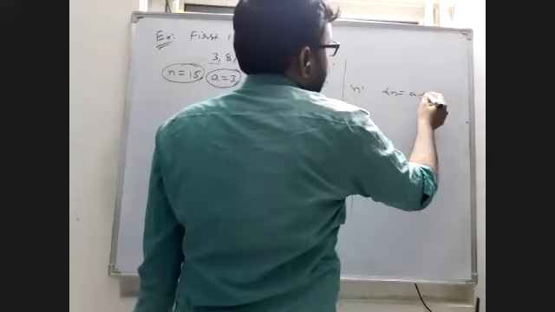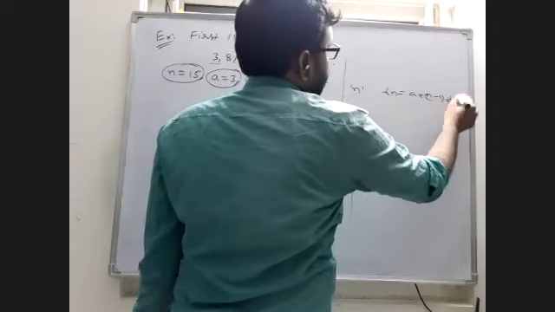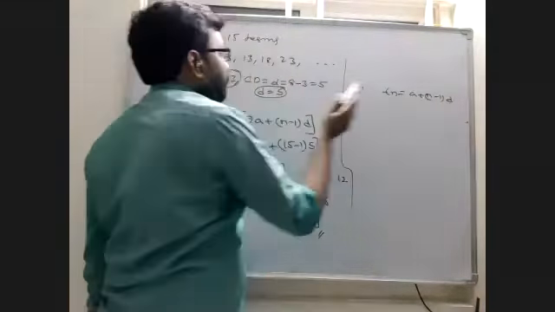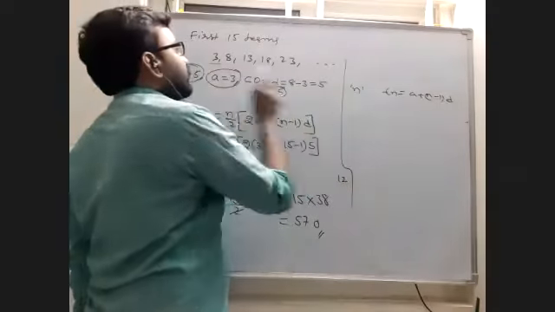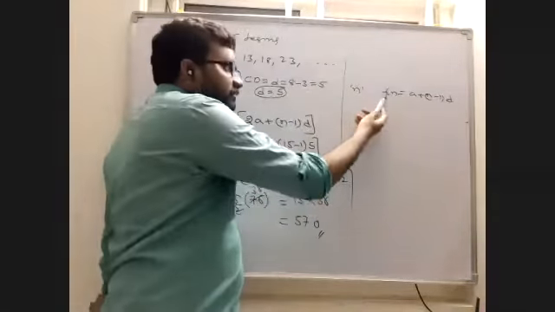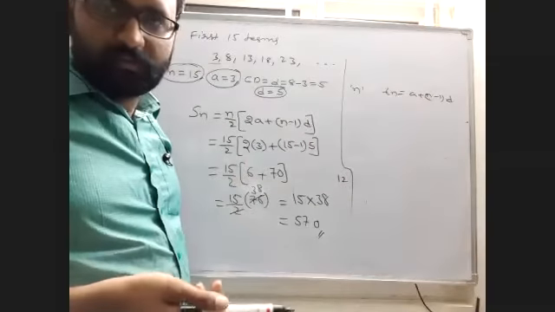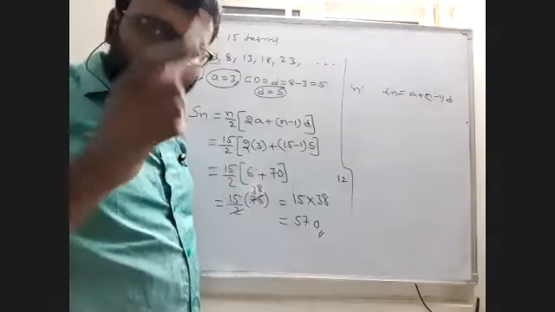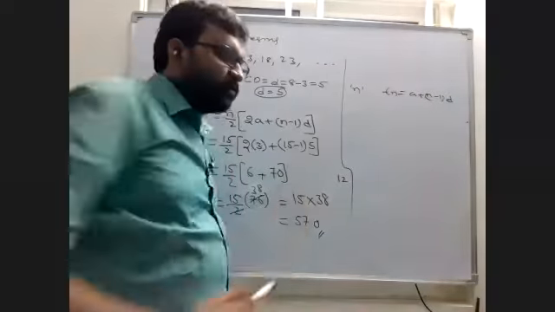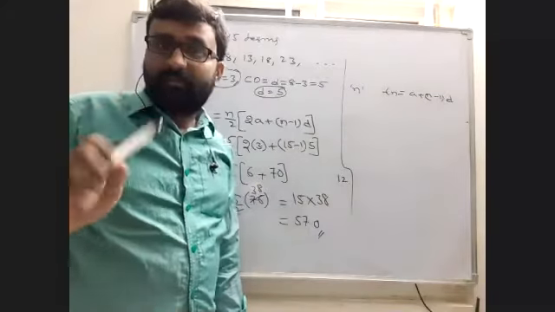Tn equals a plus n minus 1 into d. n is given, 15. d is given, 5. a is given, 3. Substitute there and you will get Tn. If Tn is given, meaning the last term is given, and the number of terms is not given, again we can find it by using the same formula. Remember this. Can you understand? Shall I say it once again, sir?